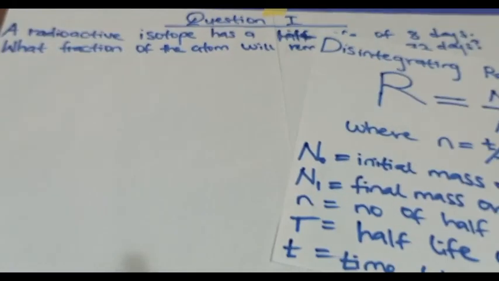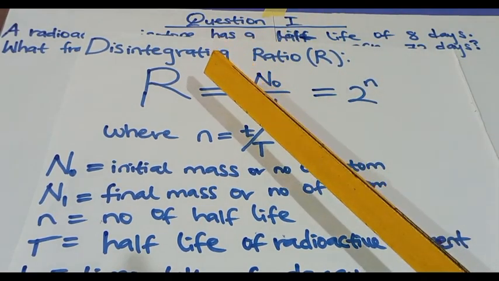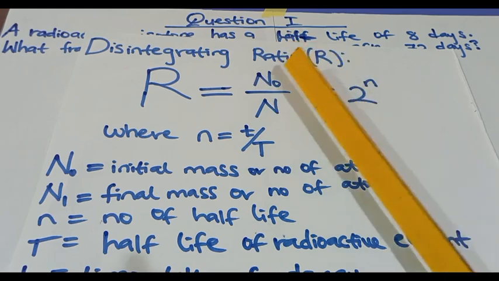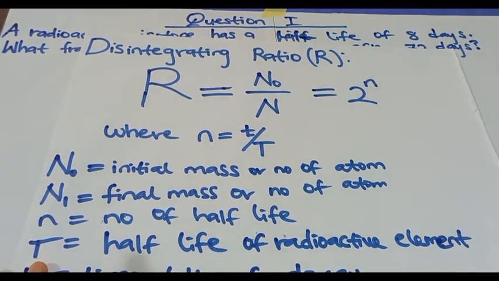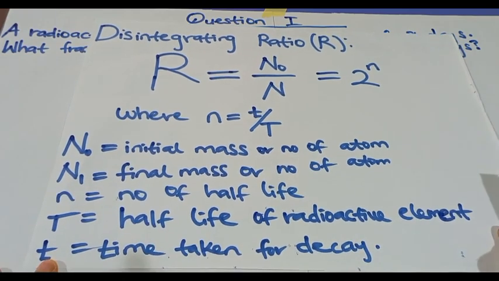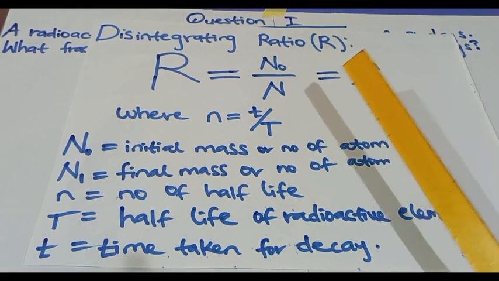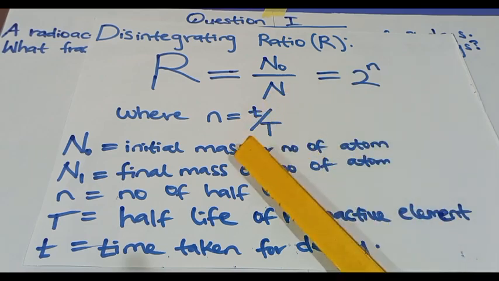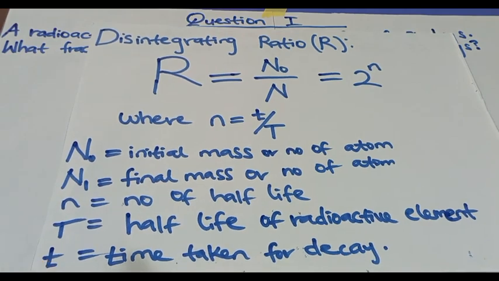If you need to write down all this, you can screenshot it or write it down. The disintegrating ratio R is equal to N naught over N, which is equal to 2 raised to power n, where N naught is the initial mass of the atom, N is the final mass or the number of atoms, small letter n is the number of half-life, capital T is the half-life of the radioactive element, and small letter t is the time taken for decay.